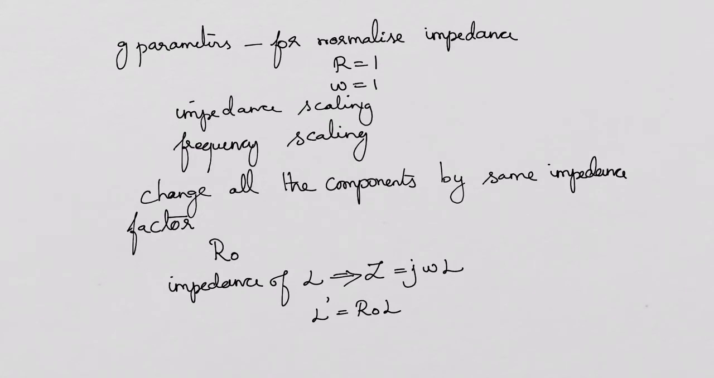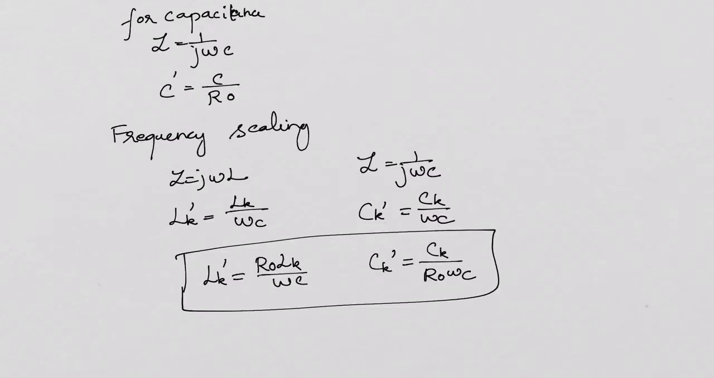Similarly for the capacitance, we know that the capacitor impedance is given by 1 by j omega C. Here, to increase the value of impedance, we have to decrease the value of the capacitance. So the capacitance should be decreased by the factor of R naught. This is called impedance scaling. The new value C dash is equal to C divided by R naught, where C is the previous value of the capacitance, so that the value of the impedance can be increased.